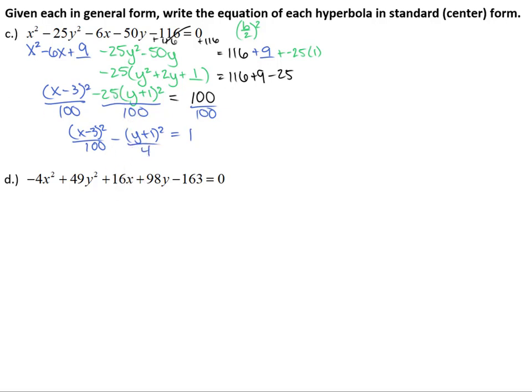And there is the standard form of our hyperbola. We can see, again, it's horizontal. X is positive, y is the negative 1, and we've got it in our nice center form.